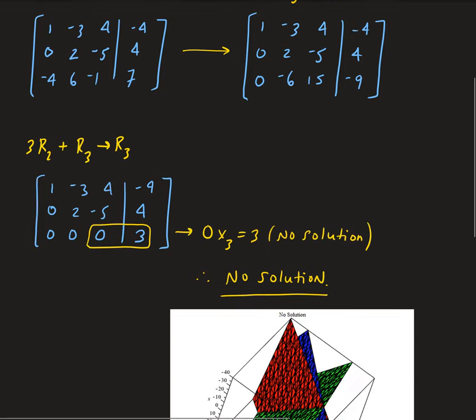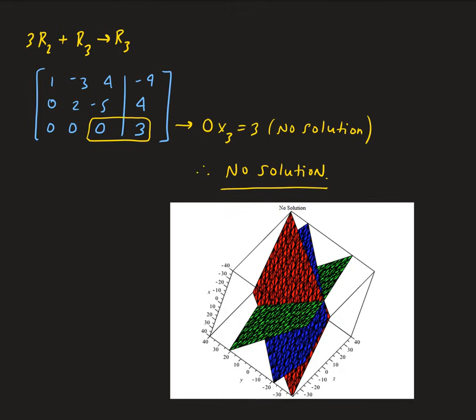Here's what these planes look like. These equations are planes in R3, and if you look carefully, there is no intersection point. There's no common solution here. We don't even have an infinite number of solutions. We have no solution. These three planes cut through each other at different lines, so the intersections form lines, and there is no common intersection for these three planes. Therefore, we have no solution here.